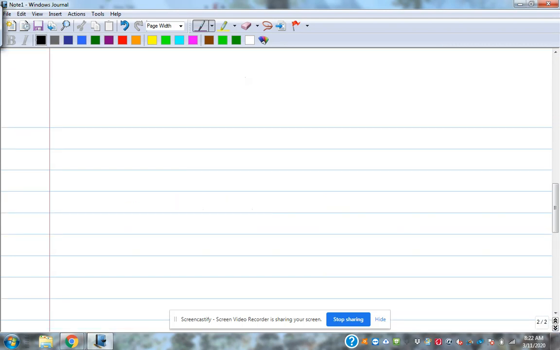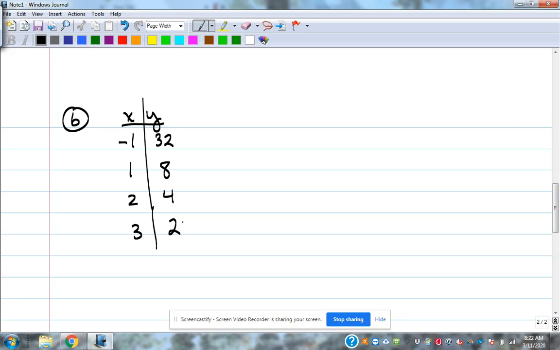Okay, let's look at another set. -1, 32; 1, 8; 2, 4; 3, 2. So you have to be a little bit careful here. Look at your x values: -1 to 1, 1 to 2, 2 to 3. What's going on with the x values? Yeah, you're missing the one in the middle, that 0 between the -1 and the 1.